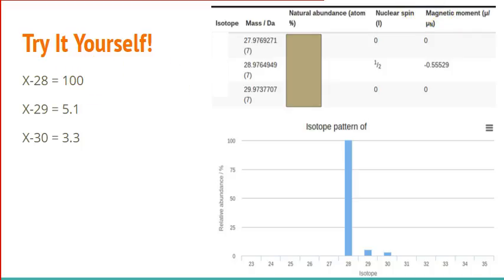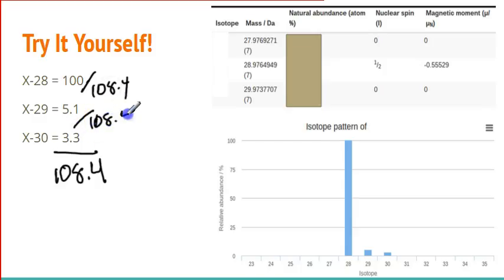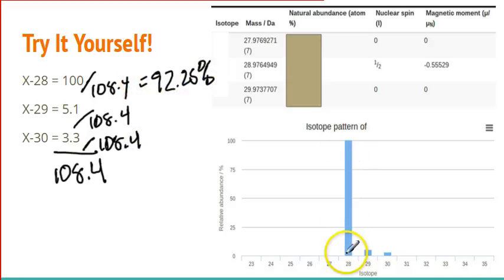Now, to do this, again, kind of wacky, but we're going to take all of these 3 and add them up to get 108.4. And then we're going to do 100 divided by 108.4, this divided by 108.4, and this divided by 108.4. And when you do this, you get 92.25%. And that makes sense. Look at this, this is huge. This is 92% of the total number of isotopes that are there. And these 2 are really small.